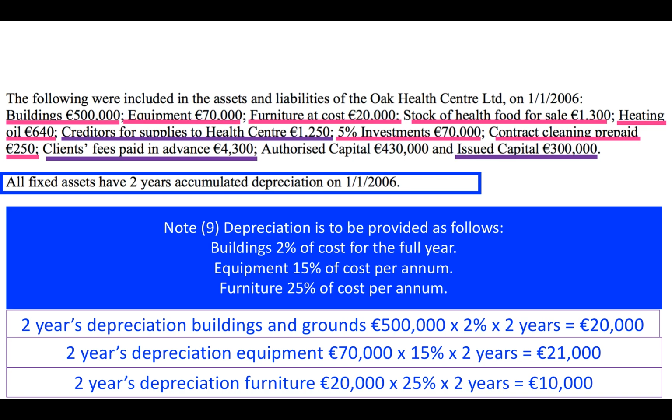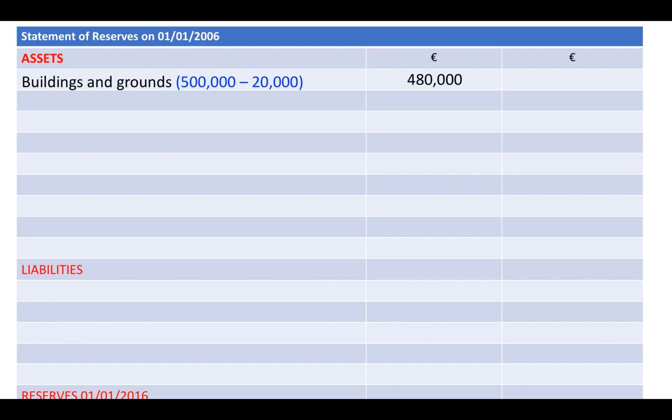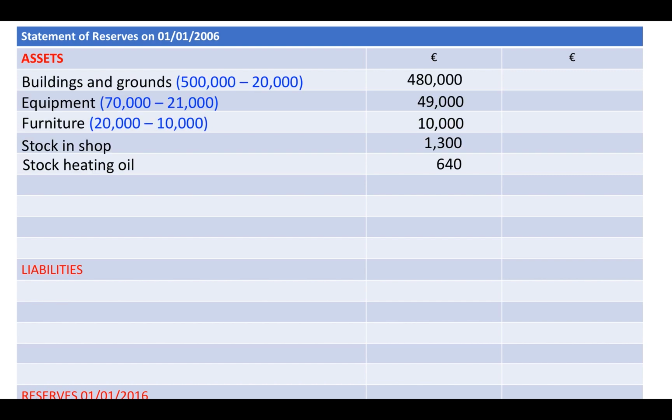And then we have issued capital 300,000. That is a liability as well, because the business owes that money back to the owners. Okay, so assets there, we're putting them in, and we're taking away, in the fixed assets, the accumulated depreciation.